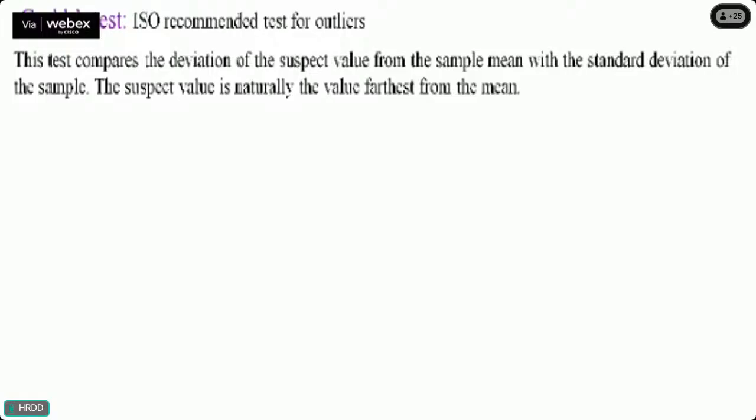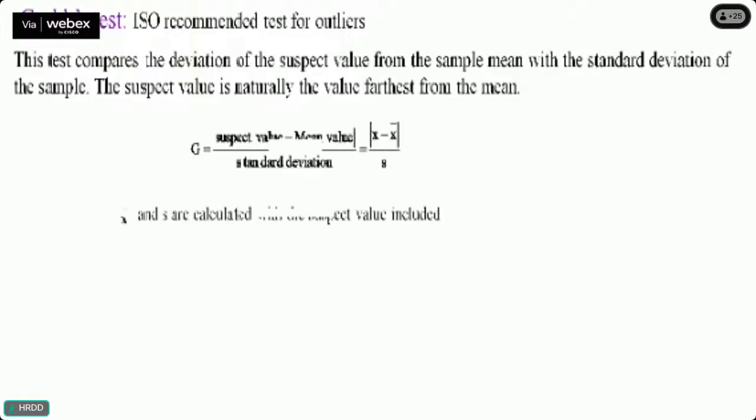The ISO recommended test for treating the outlier. One such test is Grubbs test. This is the name of the scientist who has proposed this test. The symbol for doing the Grubbs analysis is uppercase G, which is defined as the ratio of the difference between the suspected value, the orange colored circle in the previous figure, to the mean value.